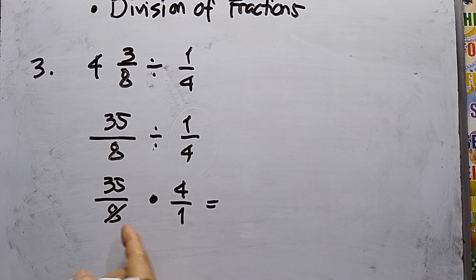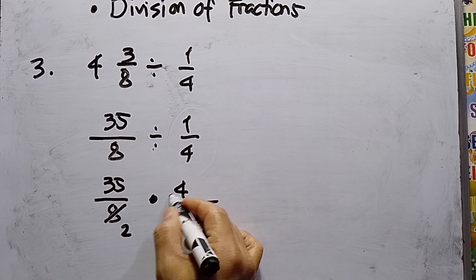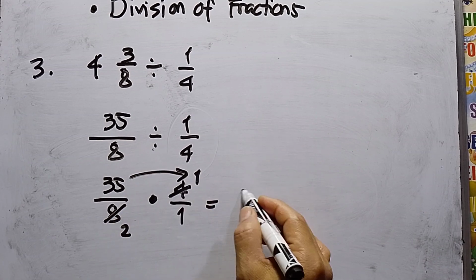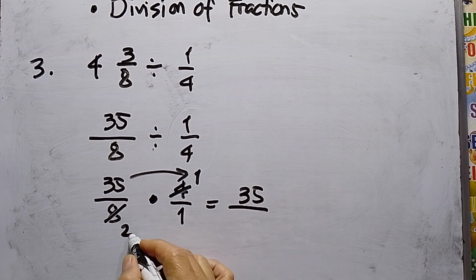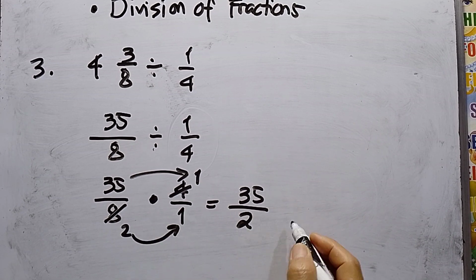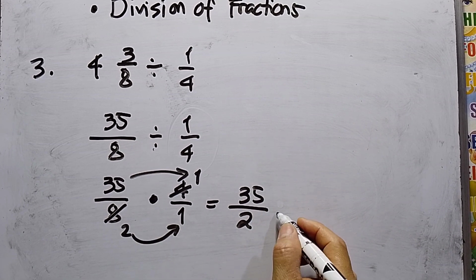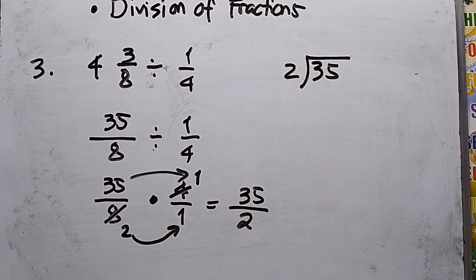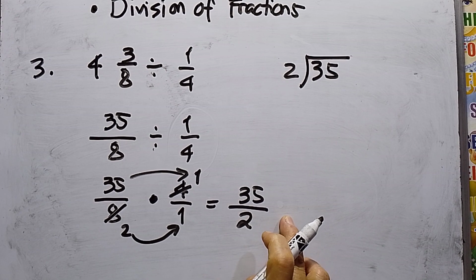Then reduce this one by dividing by 4. This is 2. Divide by 4, 1. So multiply 35 by 1. That is 35. Then 2 times 1 is 2. This is an improper fraction. Need to divide this one, 35 by 2, in order to come up with a mixed number.